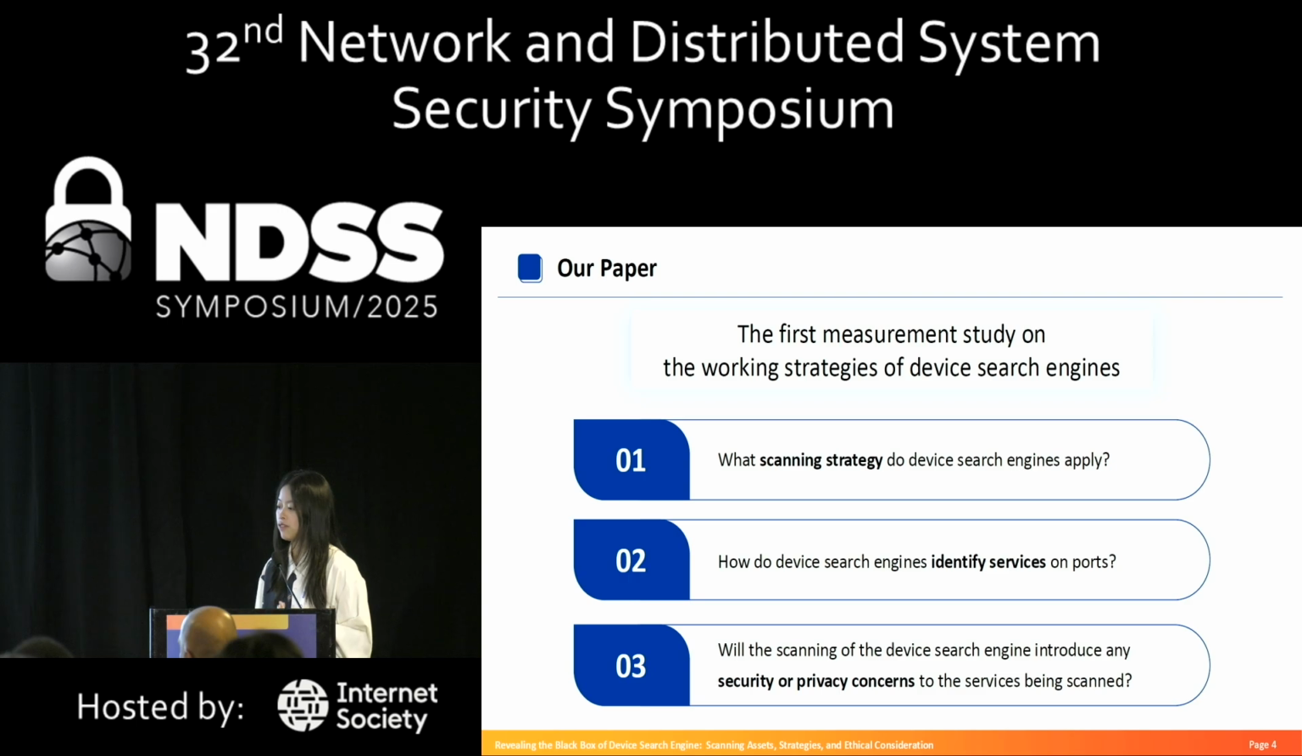Our paper is the first measurement study on the working strategies of device search engines. We have 3 key questions. The first one: what scanning strategies do they apply? And how do they identify services on ports? And the third one is also the important one: will their scanning introduce any security and privacy concerns to the services being scanned?